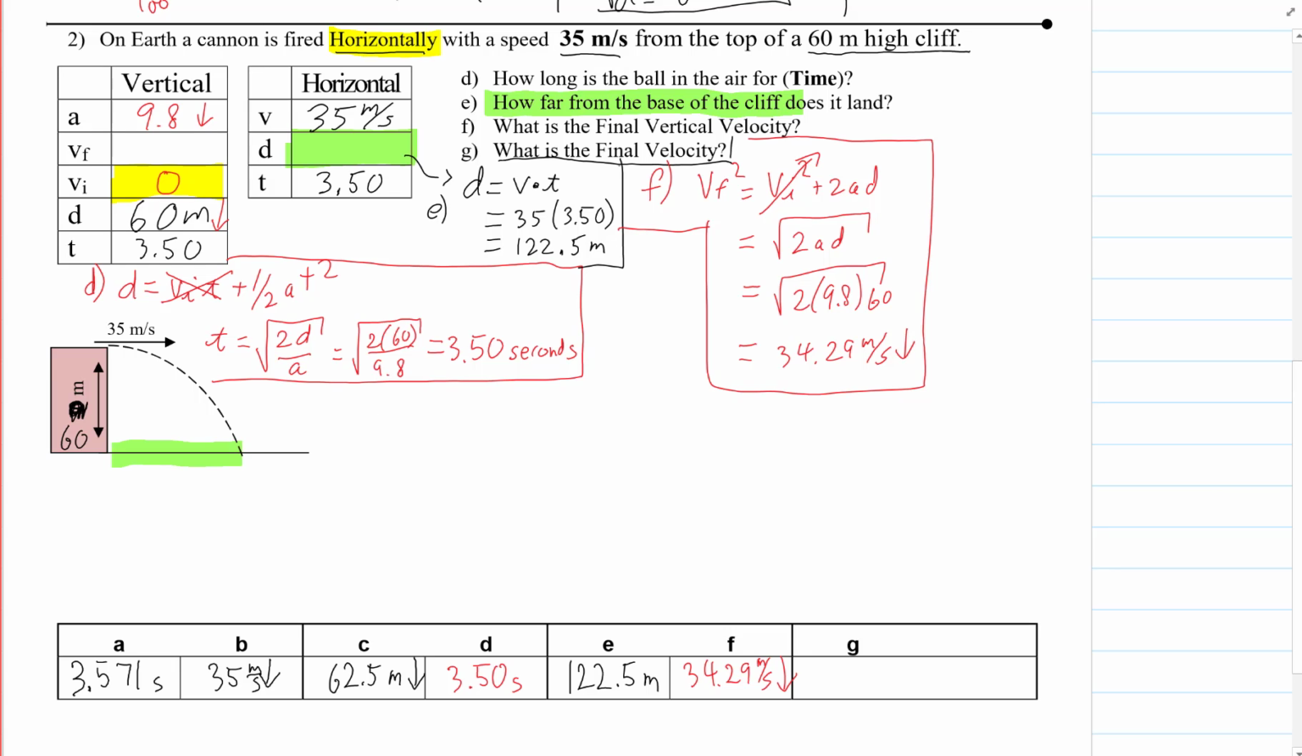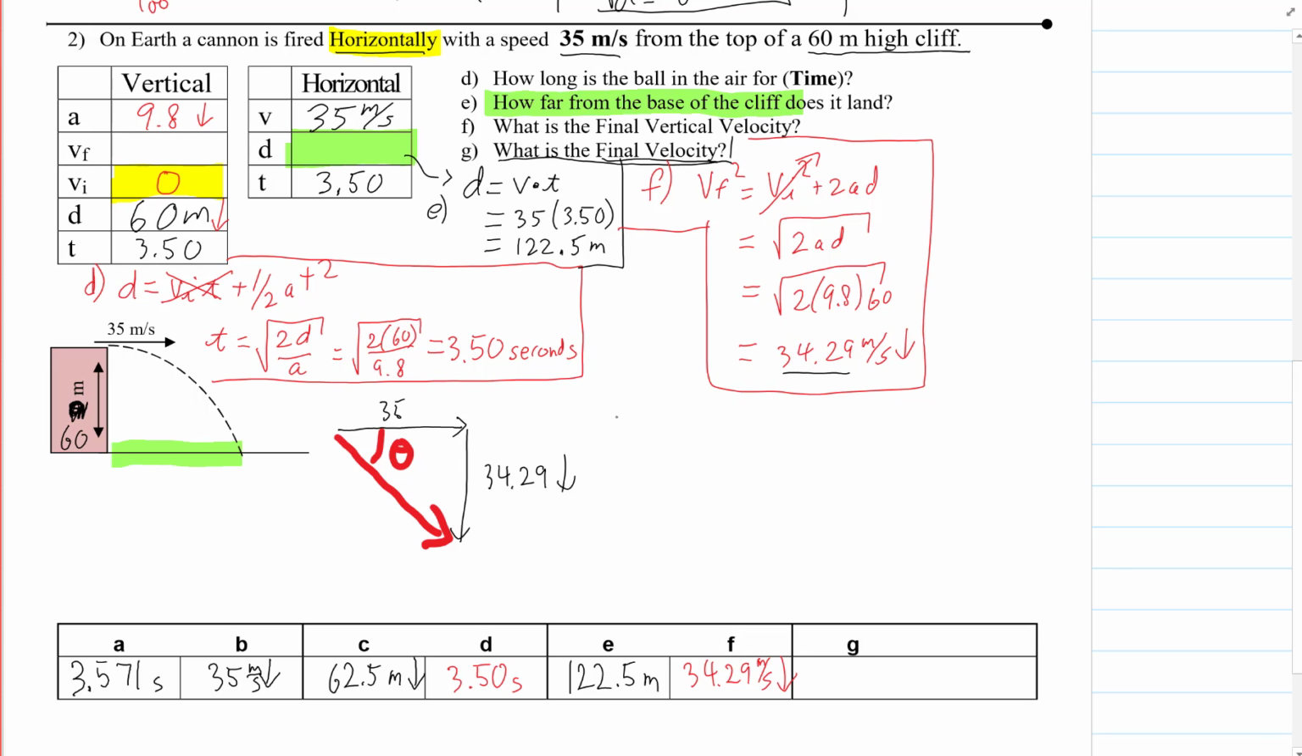When we're asked for the final velocity, and velocity is a vector, we know it's going horizontally at 35. We know it lands at 34.29 down. And what it's asking you for is this vector, and that requires an angle as well. So Pythagoras to get the hypotenuse, and inverse tan to get the angle.